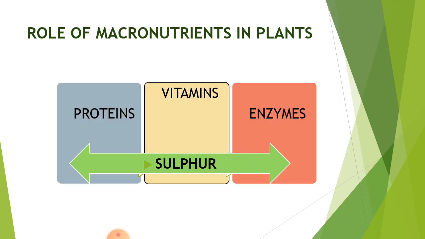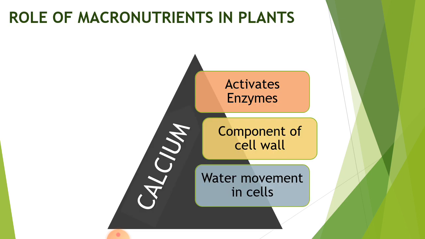Role of macronutrients in plants. The next macronutrient is sulfur. Sulfur is a component of proteins, vitamins and enzymes. Calcium. Calcium activates enzymes. It is a component of the cell wall. It influences water movement in the cells.